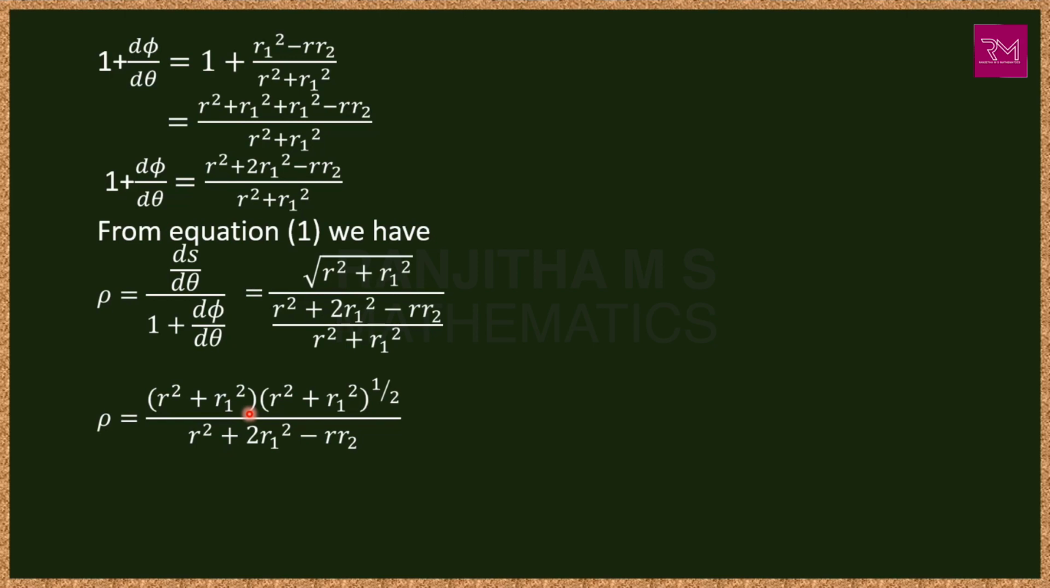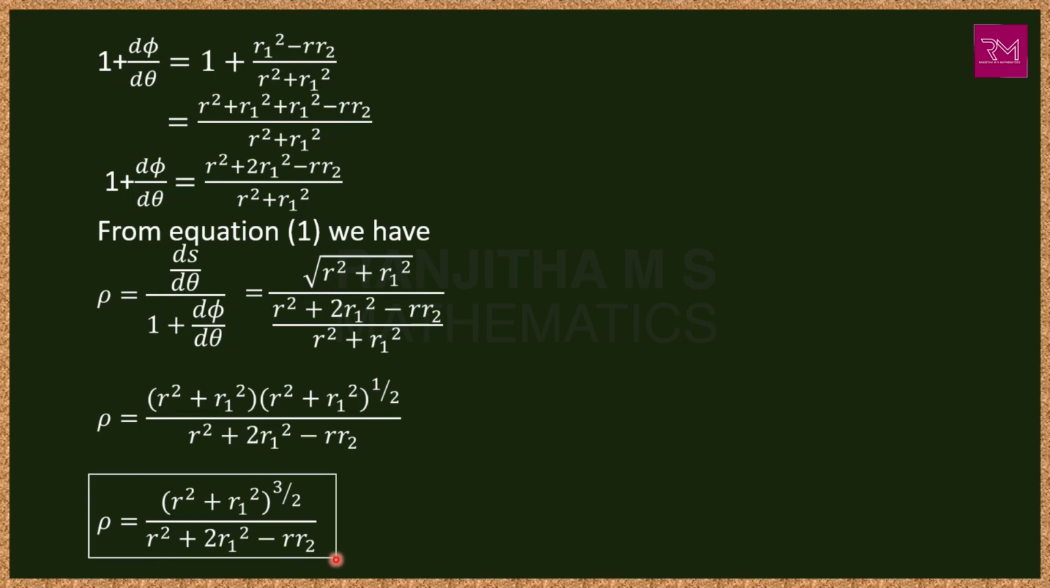In the numerator of the equation, we have to observe that this is r square plus r1 square whole power 1 into r square plus r1 square whole power 1 by 2. If the bases are same, we can add the powers. That becomes 1 plus 1 by 2 is 3 by 2. Hence we get rho value as r square plus r1 square whole power 3 by 2 divided by r square plus 2r1 square minus r into r2.